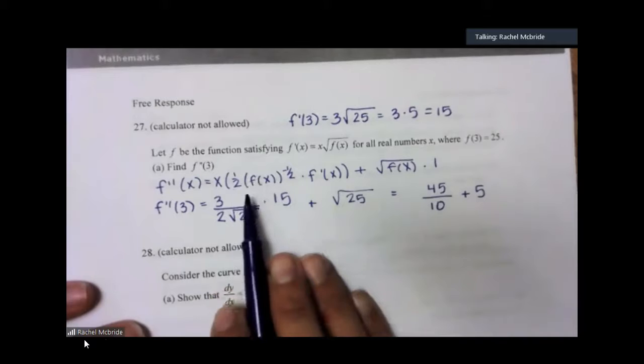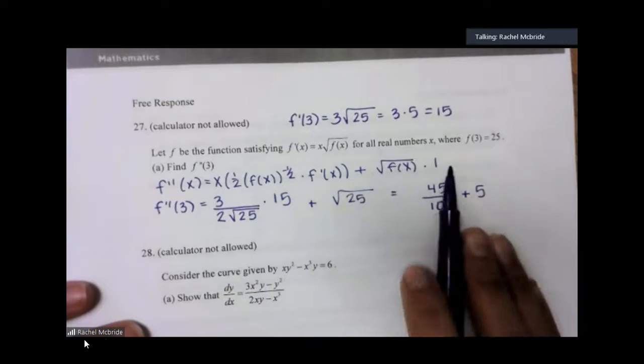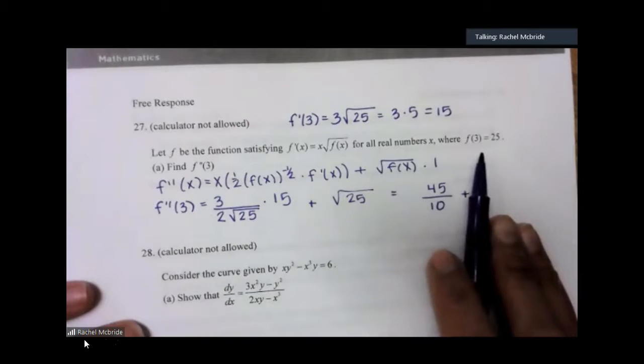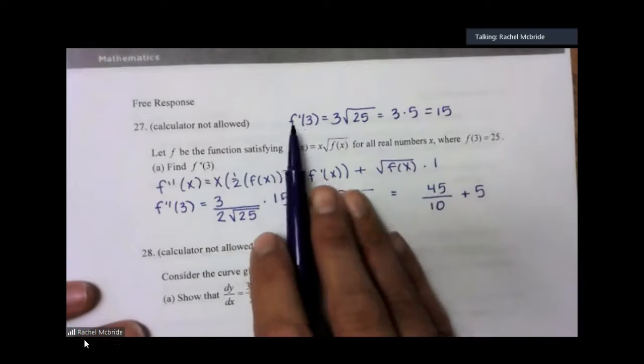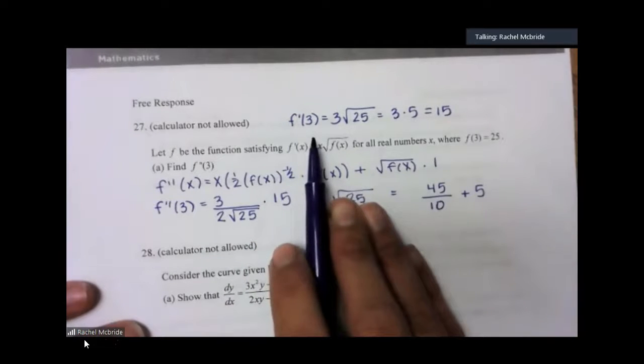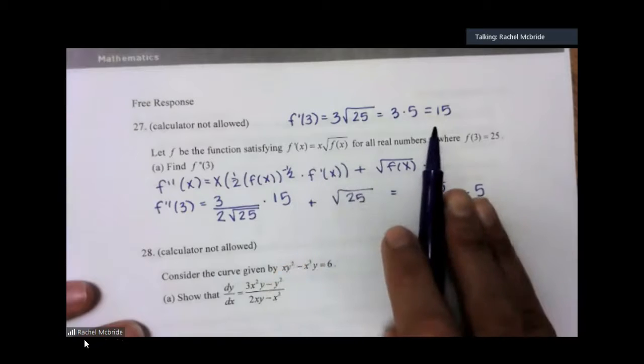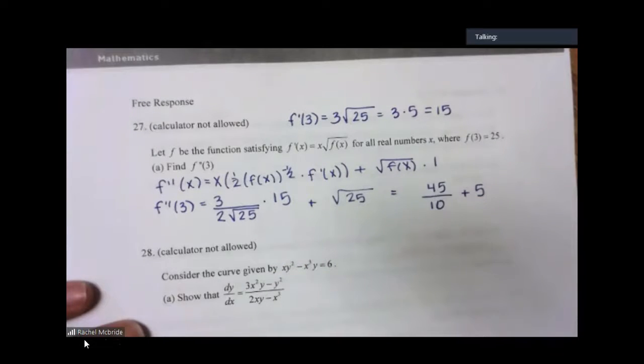If I had an f of x, then I replaced it with 25 because that was given to me. And if I had f prime of 3, then I plugged 3 into the derivative that was given to me and got 15. Did I answer your question, Maddie? Okay.